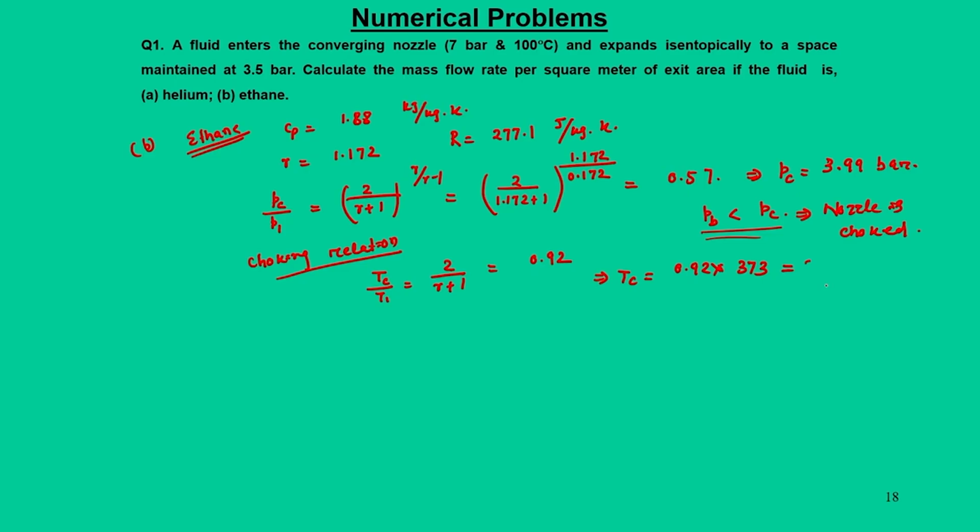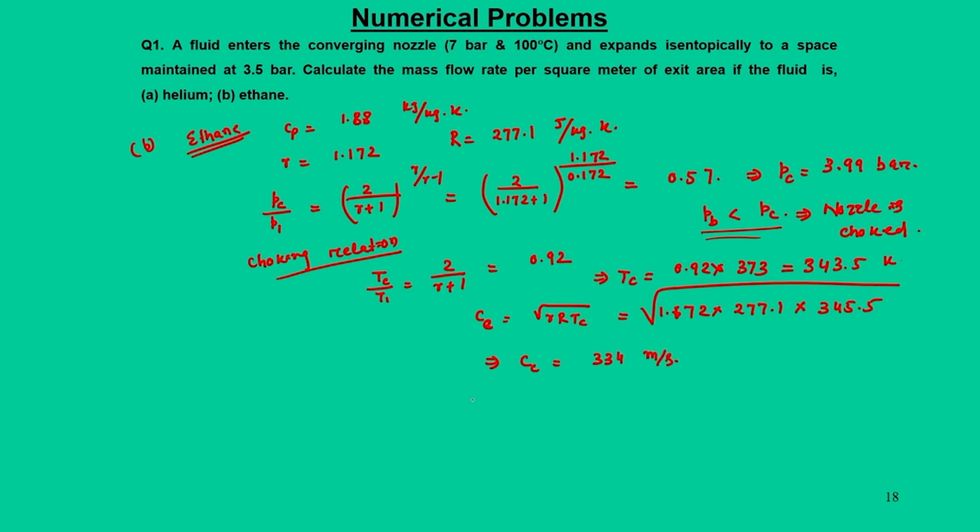So, Tc is 343.5 Kelvin, Cc is equal to square root of gamma R Tc, that is 1.172 into R is 277.1 into 343.5, square root. So, we get Cc is equal to 334 meter per second.